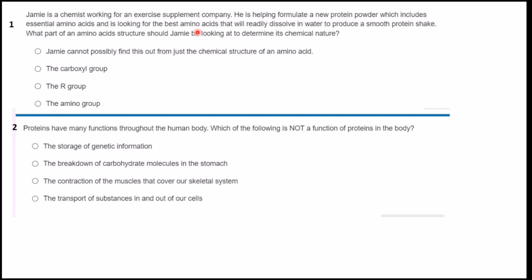I think the answer is the amino group. Amino group, anyone? I think the R group, the third one. R group. Oh, I didn't put the numbers on the answers. Okay, I see. Yeah, the R group. Somebody else? We have two different answers now. I also think the R group. Okay, the R group is clustering now.